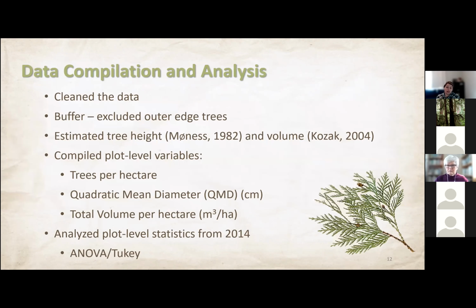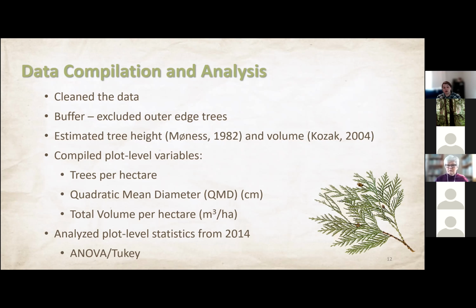So first we clean the data, checking everything and correcting errors. We use the outer rows and columns as buffer, analyzing only the trees in the inner 5 by 5. We estimate heights from GBH using the Monserud equation and tree volume using Kozak.